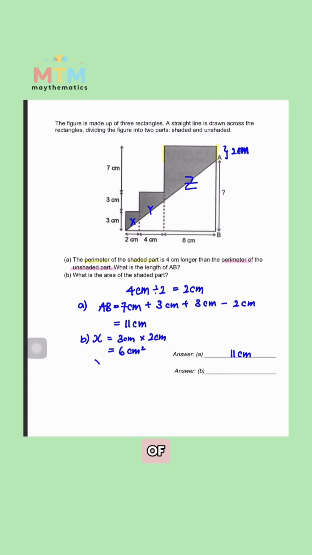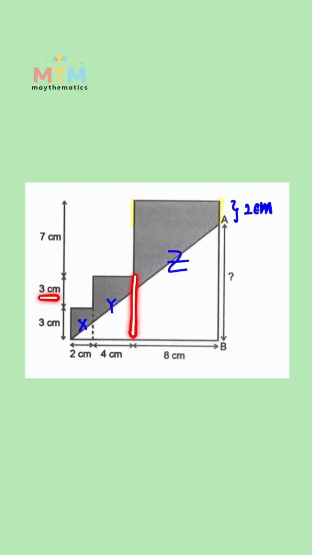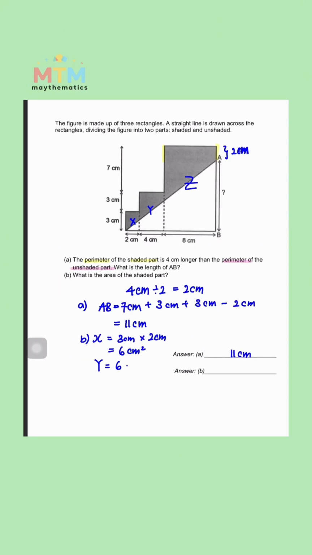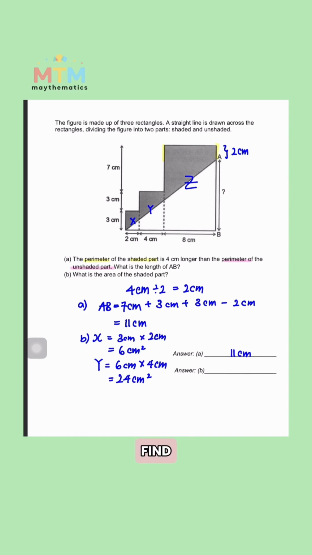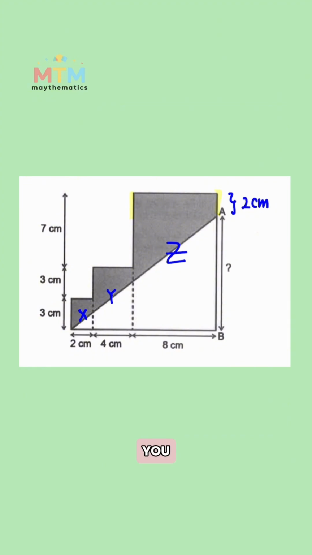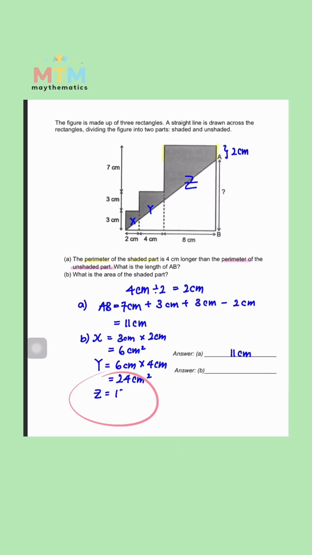So to find the area of Y, we first have to find the length and the breadth of Y. So the length is 3 cm and 3 cm, which will give us 6 cm, and the breadth is 4 cm. So we have to times 4 cm, and which gives us a total of 24 cm squared. Similarly, we have to find the area of Z. To find the area, we have to find the length as well as the breadth. So length is 7 cm plus 3 cm plus 3 cm, which just gives us 13 cm, and the breadth is 8 cm. And this will give us 104 cm squared.